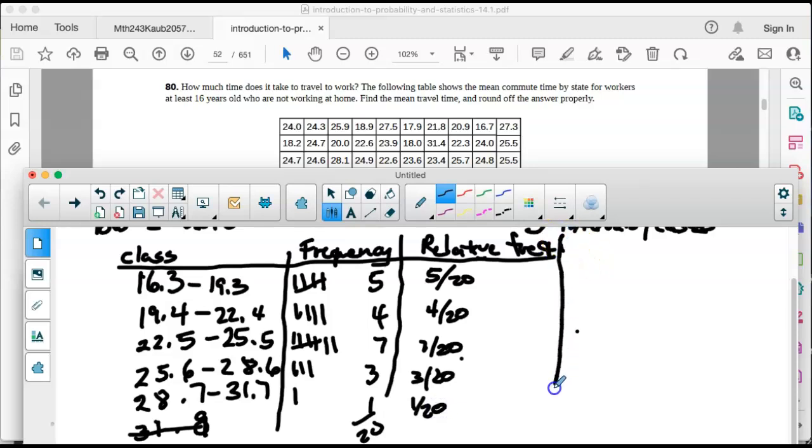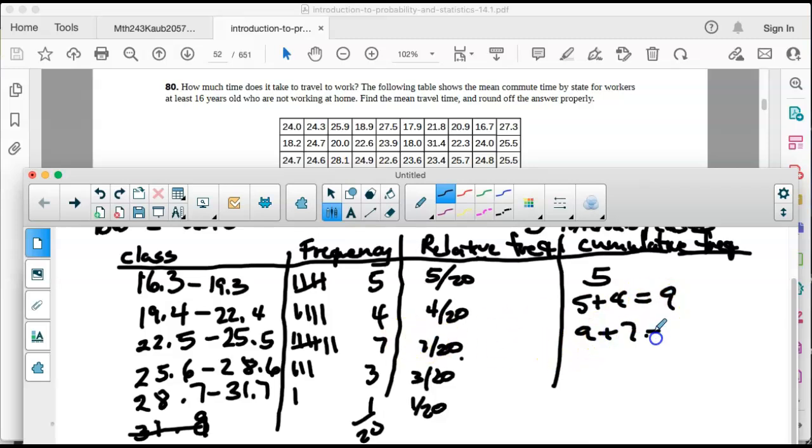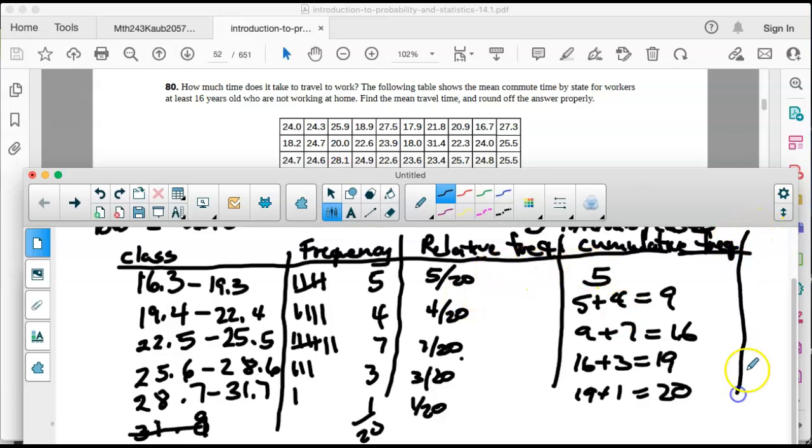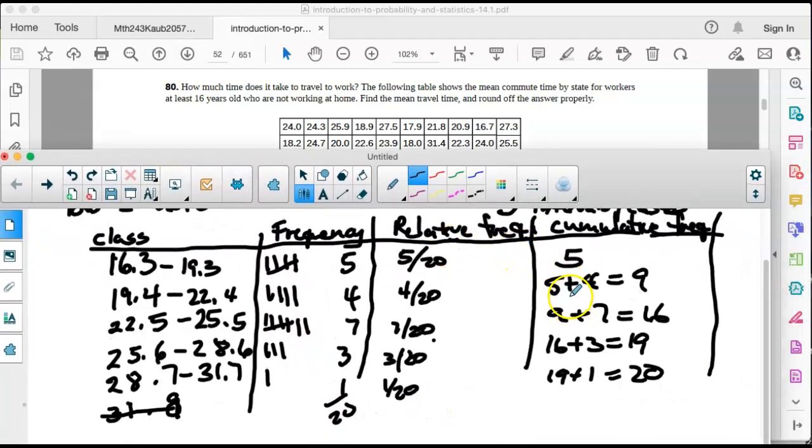The cumulative frequency is adding up the frequency. The first one is 5 because we didn't add anything, and the next one is 5 plus 4, which is 9, and the next is 9, the previous one, plus 7, which is 16, then 16 plus 3, which is 19, and then 19 plus 1 is 20. So we should end up with the total for cumulative. Then cumulative relative frequency is just adding the fractions up. These numbers would be over 20: 5 over 20 plus 4 over 20 plus 7 over 20, and so on. So basically these numbers divided by 20.